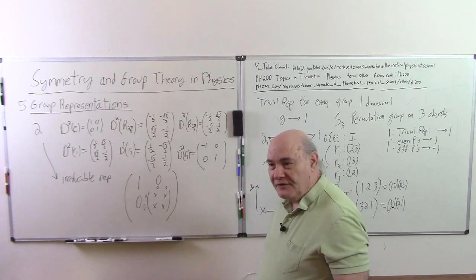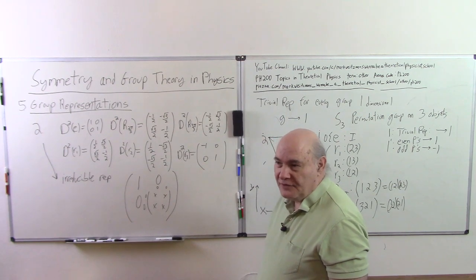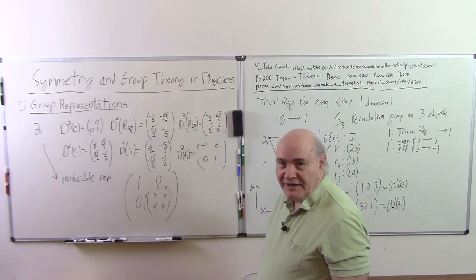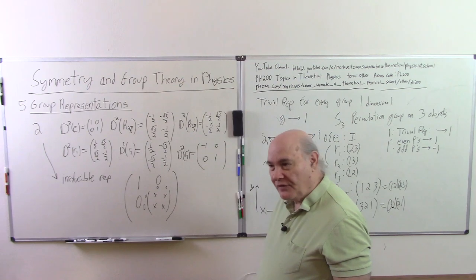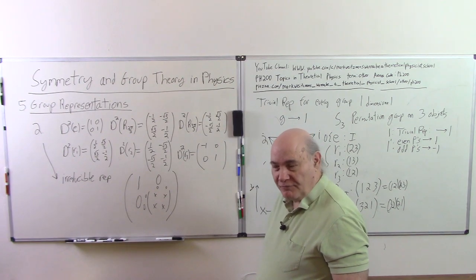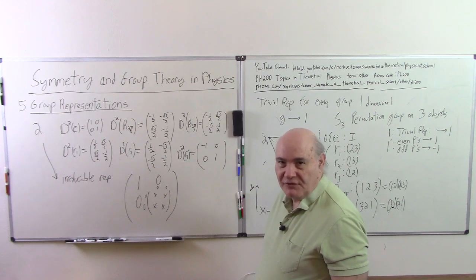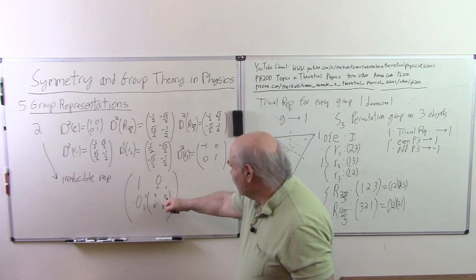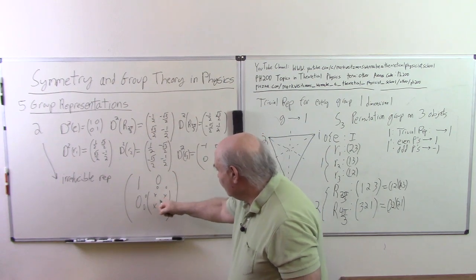So sometimes in our physics problems, we look at the problem in a higher dimension, we find the representation, and then we use the theorems that we're going to talk about in the next couple of lessons to break up that reducible representation into irreducible representations. These are like the building blocks.